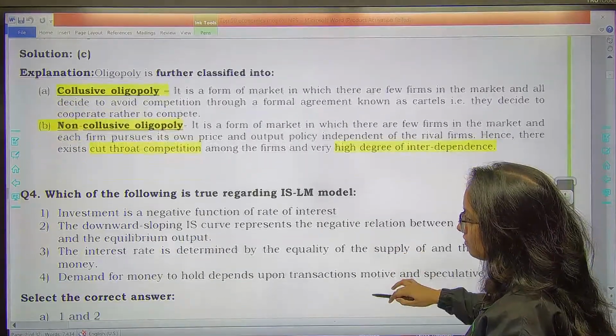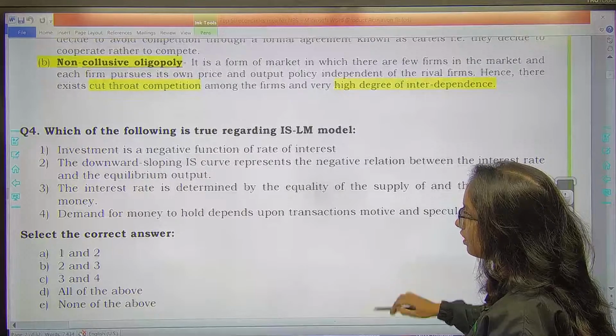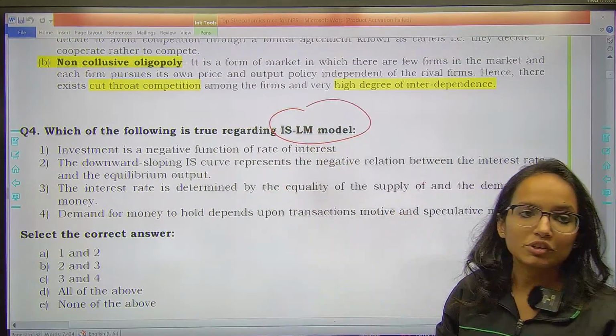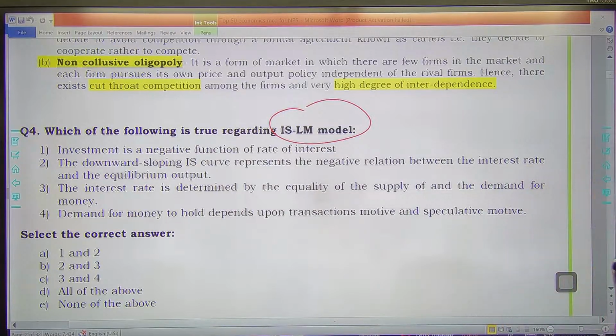Then next question. Which of the following is true regarding the ISLM model? Which of the following statements are true regarding the ISLM curve or ISLM model? You have 4 statements. You have to select the correct answer quickly. About ISLM, which one is true?